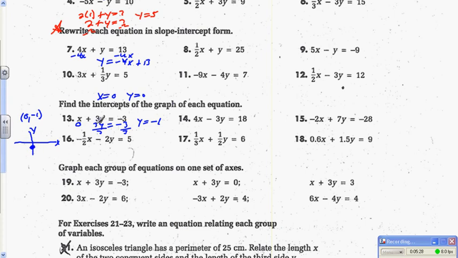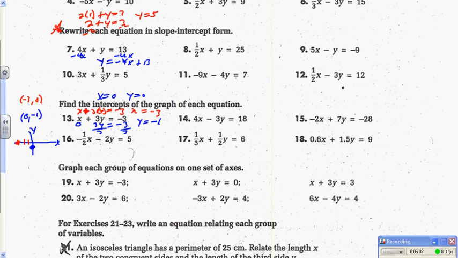If we plug in 0 for y instead, we get x plus 3 times 0 equals negative 3. 3 times 0 is 0, and you get x equals negative 3. So that coordinate is negative 3 for x and 0 for y. That would be this coordinate. So that one would be called the x-intercept.